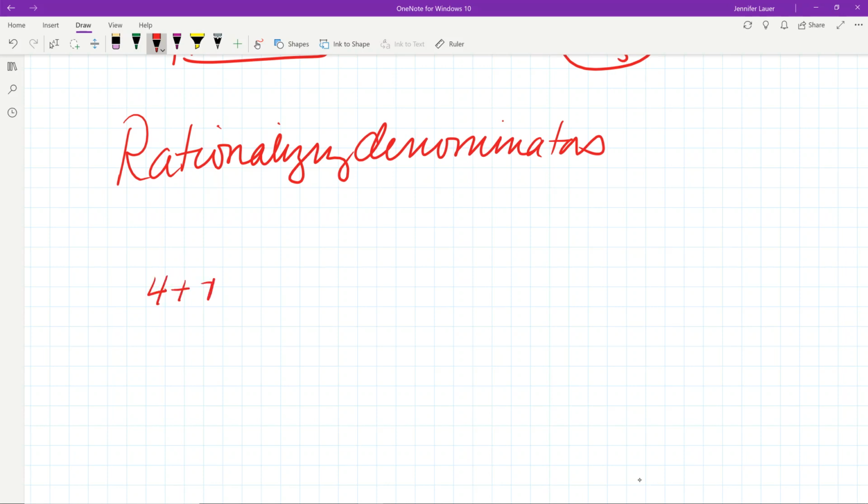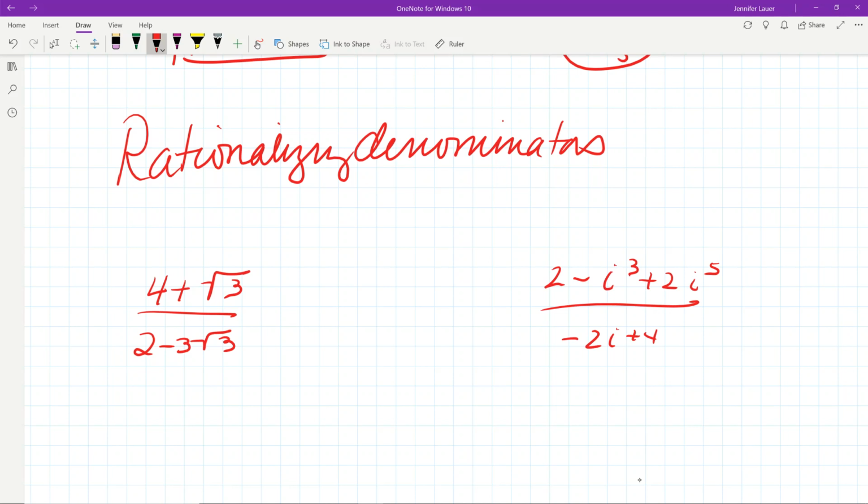We have this one, and then we have this one. So the first thing we need to ask is, why is it irrational? The reason that both of these problems are irrational is because they have a radical or an imaginary on the bottom. You have to make sure that there's no square roots or radicals on the bottom, as well as no i's on the bottom.